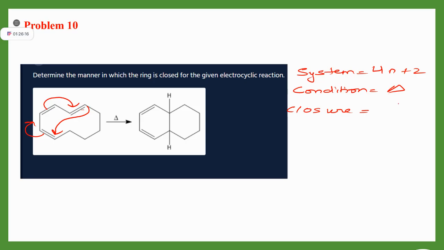Students, 4n plus 2 under heating condition, psi 3, remember? So it will be disrotation. Good. This is E alkene, this is your Z, means direction of substituent is same. Therefore, they will be trans in your product. So this is the answer for this problem. I hope everyone got this.